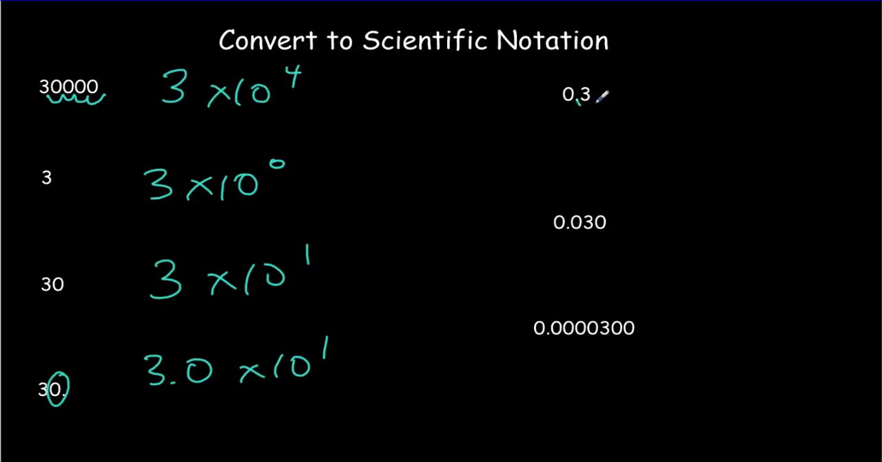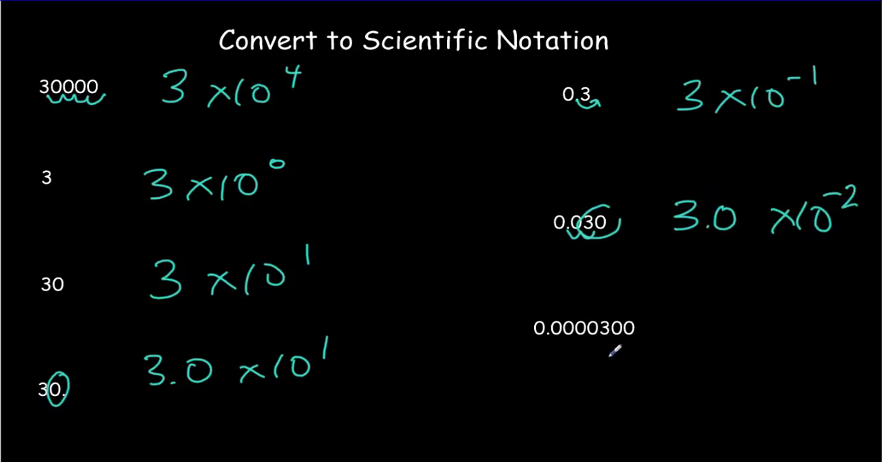Here we'd have to shift it one place to the right to get a number between 1 and 10, the number 3. So this would be 3 times 10 to the minus 1. Here we'd have to shift two places, and we'd have two significant digits, so this would be 3.0 times 10 to the minus 2. And this one here, we'd have to shift 1, 2, 3, 4, 5 places to get a number between 1 and 10. These two digits are significant, so this is 3.00 times 10 to the minus 5.